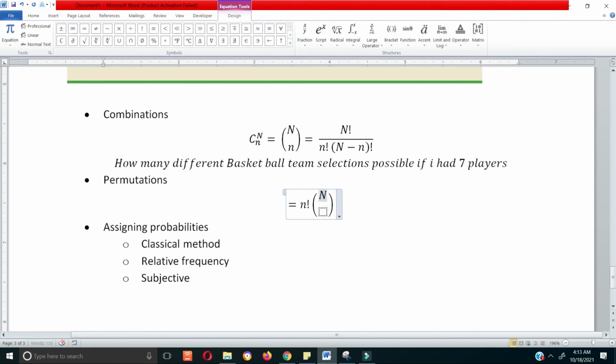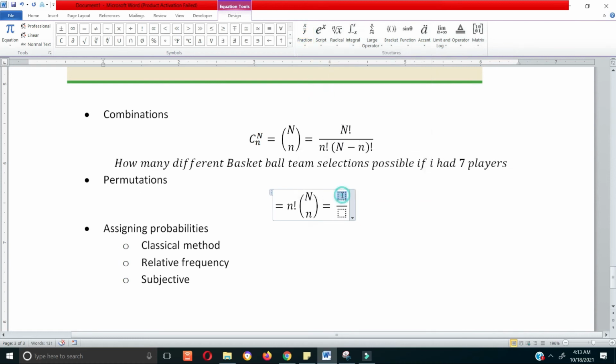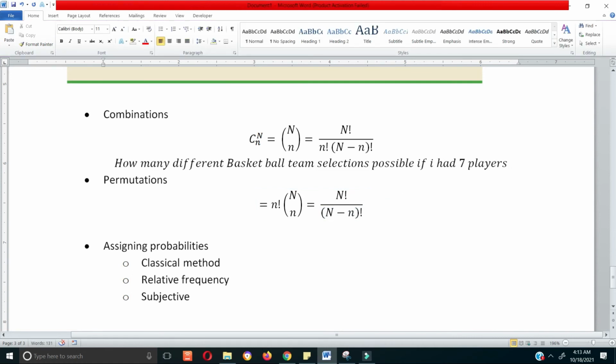Sorry, so it's given by this, which basically is going to work out to this equation. It's going to be n factorial over n minus r factorial. So if you're trying to figure out how many permutations you're going to have from how many different ways you can select.